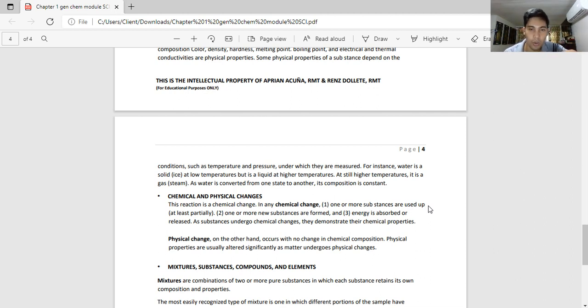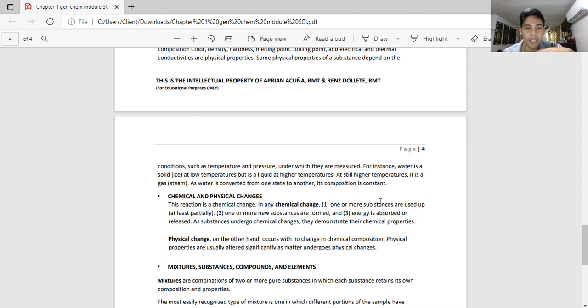For instance, water, for example, in the solid state, you have your ice. Remember, water in a solid state is your ice. At low temperatures it is liquid, and at higher temperature, it is the gas state or steam. If you boil the water, it releases steam. The liquid state is, of course, the water itself. So water is converted from one state to another, but its composition is still the same.